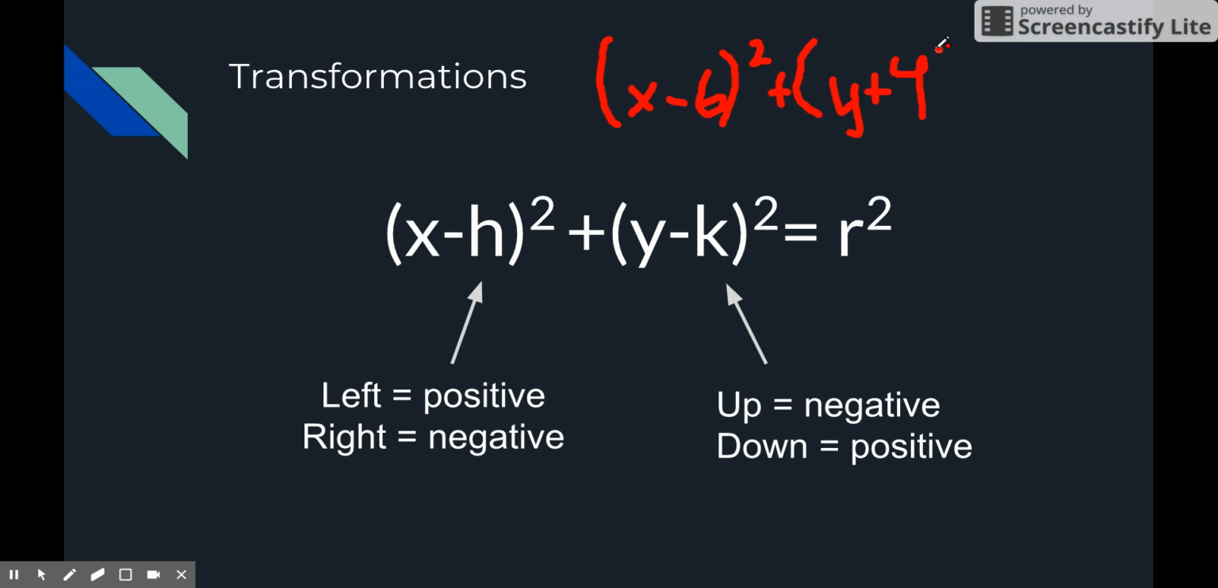The number 6 has a negative sign in front of it, so we know to move right 6 units. The number 4 has a positive sign in front of it, so the circle will move down 4 units. Also, 25 replaces r squared, so we need to do the square root of 25, which is equal to 5. That means the radius of the circle is 5 units.